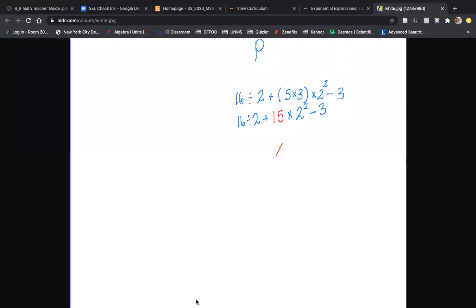Okay, so now next we have E, right? And this will be the last example before we leave. Sorry, something's going on here. Okay. So next thing is E. Do I have any exponents here? Yes, I have this 2 squared. So 16 divided by 2 plus 15 times 2 squared. 2 squared is 4 minus 3.